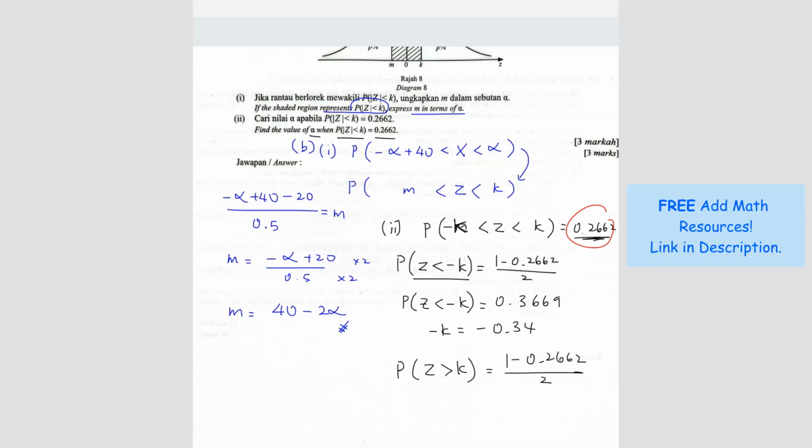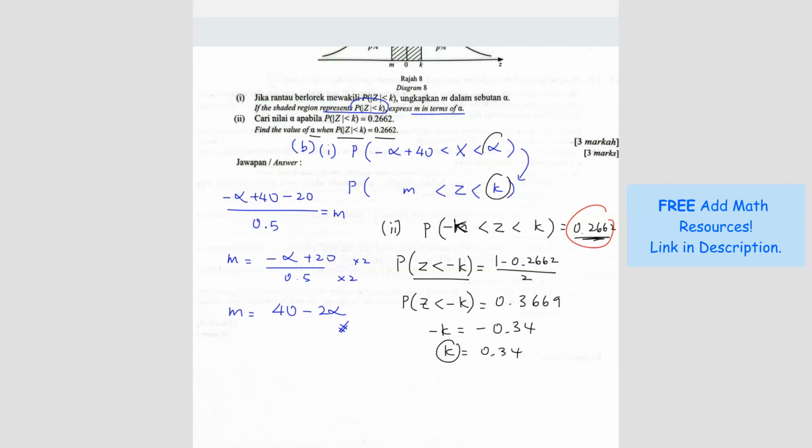Just make sure if you're using the calculator, for the area you type this, and then the standard deviation is 1 and the mean is 0. This is the format. So type this in, you will get your answer, negative 0.34. Let me erase this first. So from here we know that K equals 0.34. So K is actually this, right? Correct. So how do we get K?